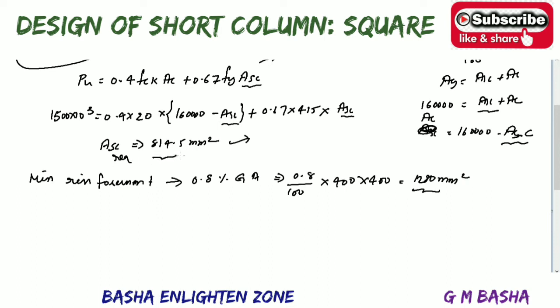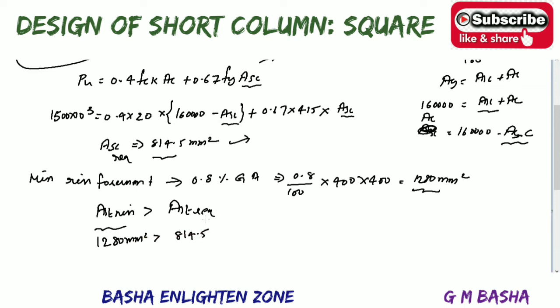So see here, the required minimum steel will be 814.5 mm square, but the minimum reinforcement we have to provide in this column will be 1280. Means the minimum area of the steel will be greater than the area of the steel required. So we have to provide this minimum area of steel in this particular column, that is 1280 mm square. That is mandatory, not the required one.